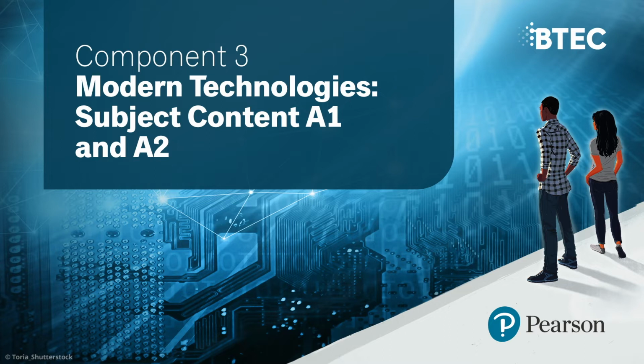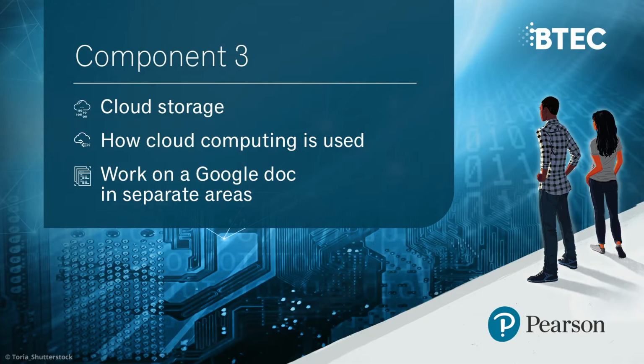Taking modern technologies first, with subject content A1 and A2, you have to look at how the communication technologies are created, set up, and any security issues that may exist from them. One of the nice ways you can approach this is to show examples of where this failed, most recently being Apple and FaceTime, and how you had the ability to listen into calls. You can showcase features of cloud storage, how cloud computing is used.